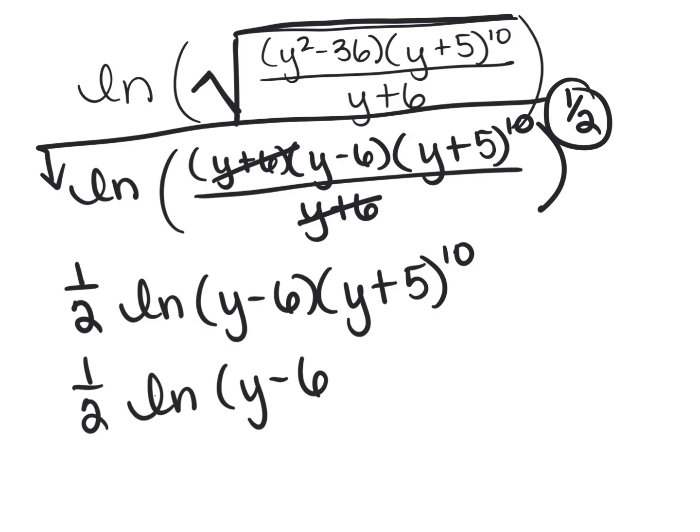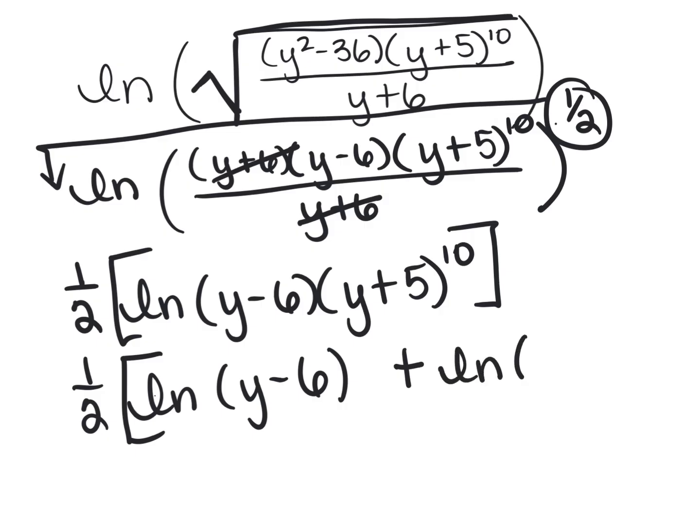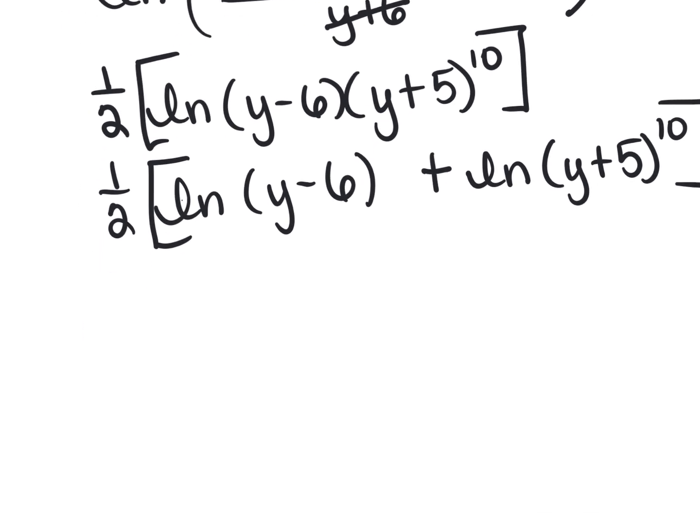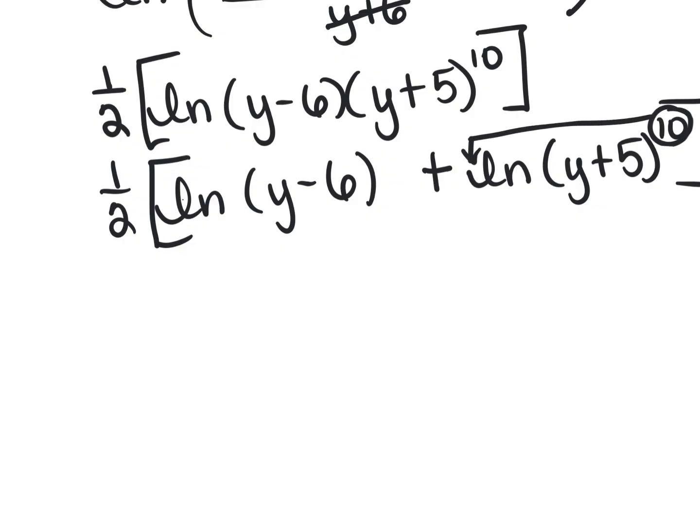And then I'm going to be adding, but here's the mistake also that kids make. This 1/2 is out from every bit of that. So you have to consider that this is going to have to be multiplied back in. So we will have the natural log of y plus 5 to the 10th power. And then this 10 can come out to the front of this term.